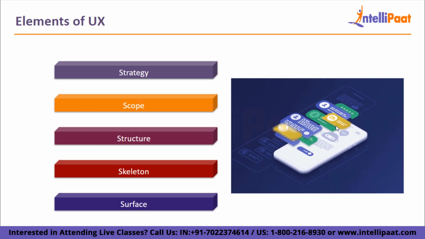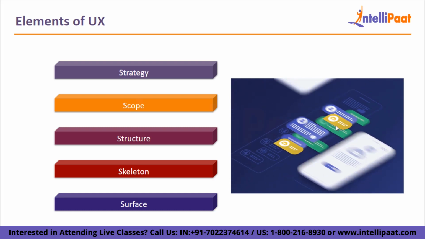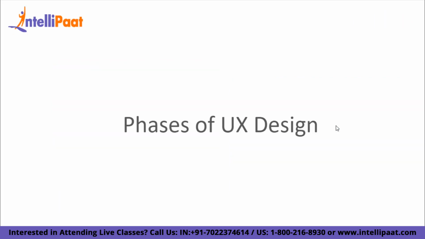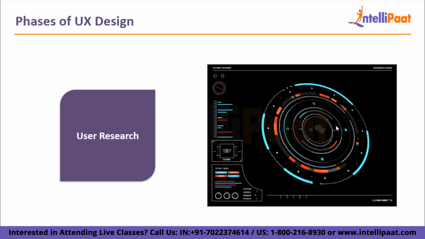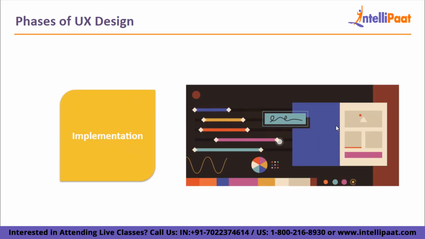This covers how the site's visual design's use of colors and textures aids users in understanding how to navigate and interact with it. There are four core phases in UX design. They are user research, design, testing, and implementation.